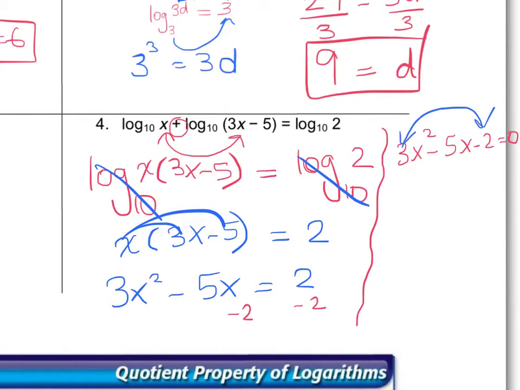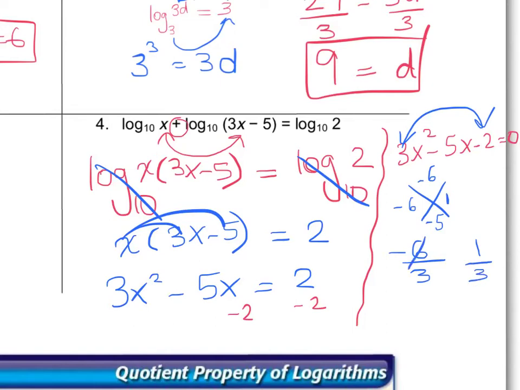AC is -6, so you need to think of two numbers. When you multiply, you get -6, and when you add, you get -5. What are the two numbers? -6 and 1. So then you have -6 and 1. Remember, since a is not 1, you have to divide by a, which is, in this case, 3. So you divide both sides by 3.